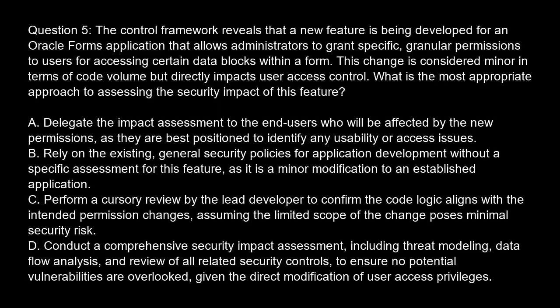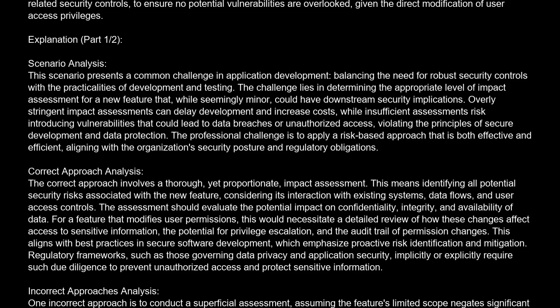Option D. Conduct a comprehensive security impact assessment, including threat modeling, data flow analysis, and review of all related security controls, to ensure no potential vulnerabilities are overlooked, given the direct modification of user access privileges. The correct answer is D. Conduct a comprehensive security impact assessment, including threat modeling, data flow analysis, and review of all related security controls, to ensure no potential vulnerabilities are overlooked, given the direct modification of user access privileges.